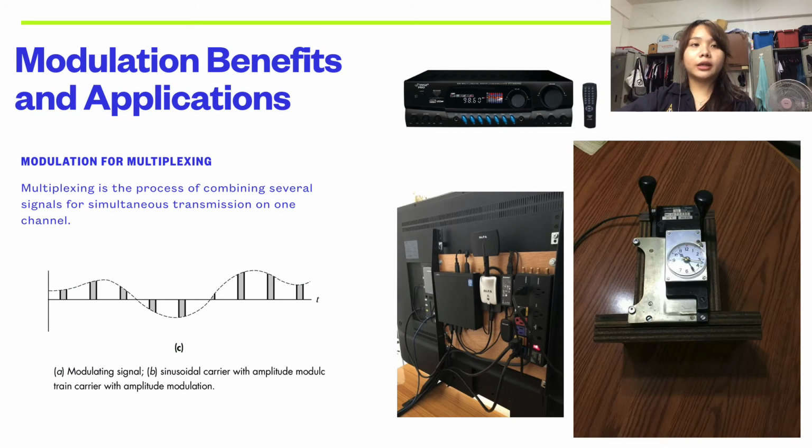Modulation for multiplexing. Multiplexing is the process of combining several signals for simultaneous transmission on one channel. Frequency division multiplexing (FDM) uses CW modulation to put each signal on a different carrier frequency, and a bank of filters separates the signals at the destination. Time division multiplexing (TDM) uses pulse modulation to put samples of different signals in non-overlapping time slots.